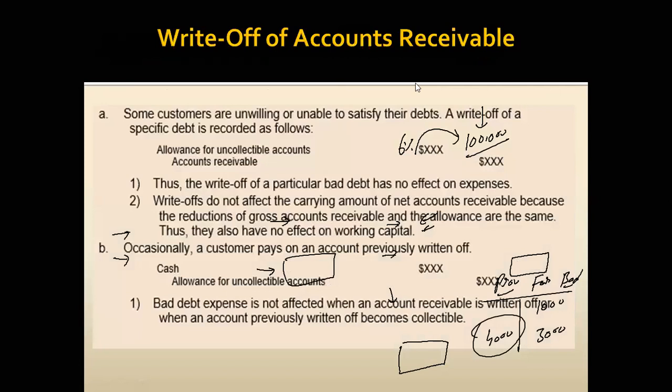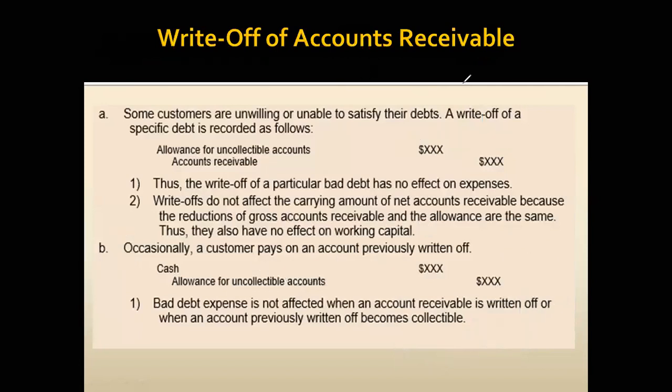Now we have to discuss the entries, as you already have an idea. When we record the provision, as we discussed, bad debts debit, and allowance or provision credit. This is the entry when we record the provision for bad debts.